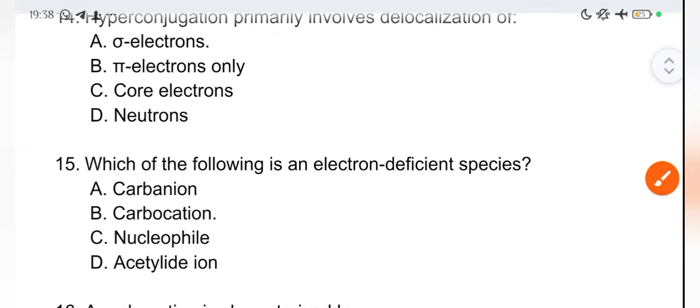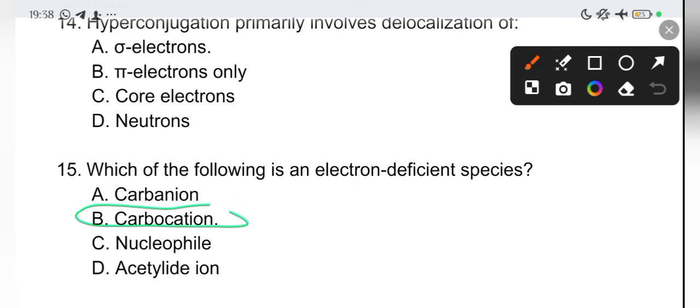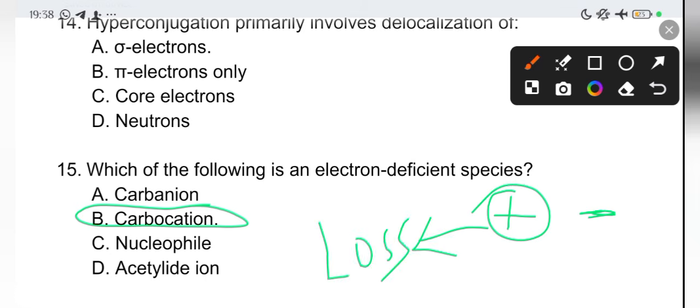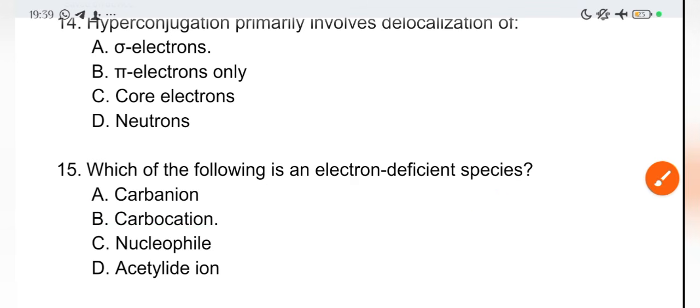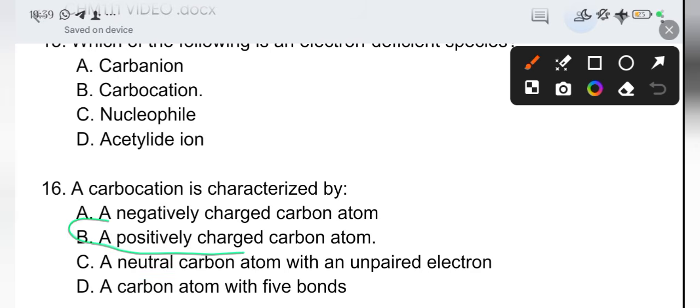Number 15. Which of the following is an electron deficient species? We have carbocation. You know, cation is plus, anion is minus. Plus in chemistry is actually loss, right? Minus is gain. You should know that by now. So electron deficiency means they are losing. So carbocation. Then when you see carbanion, you know that it's gaining, right? So a carbocation is characterized by a positive charge. From the word cation, it is positively charged.